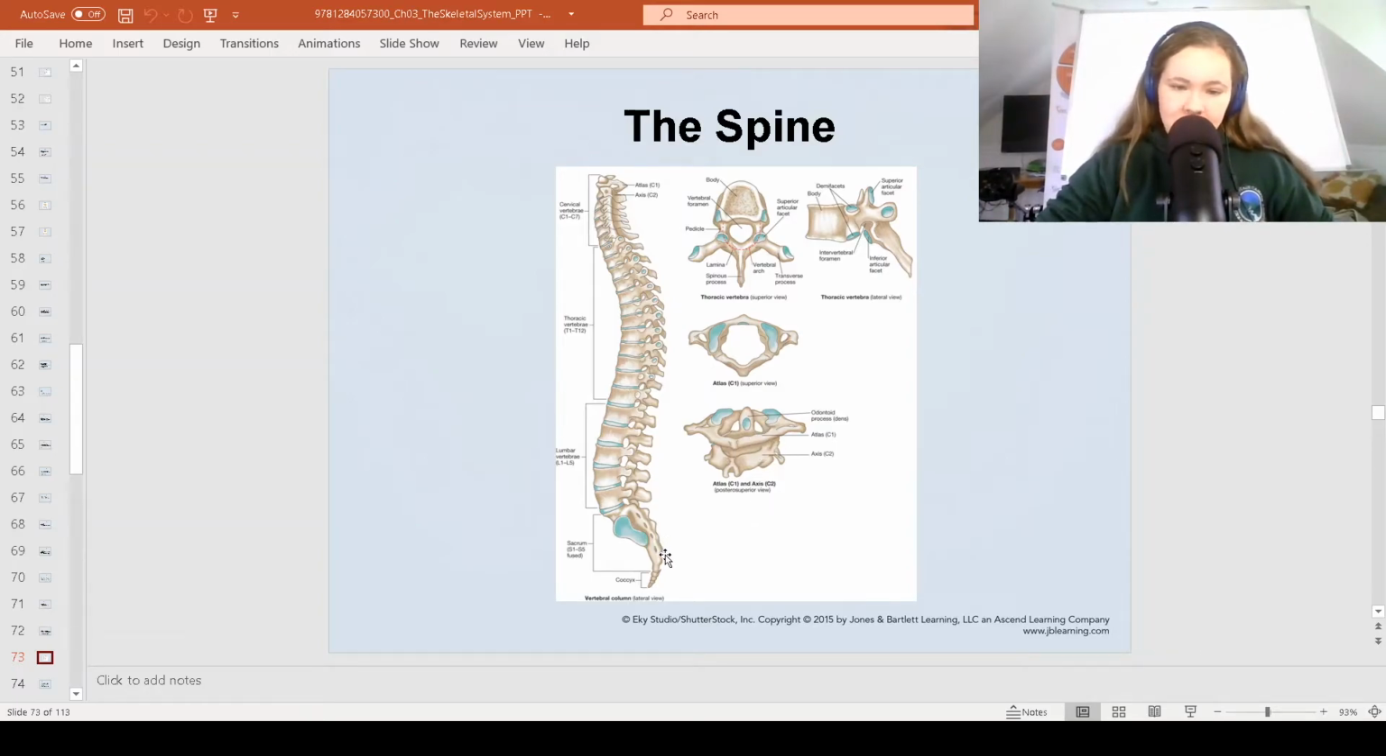There's the sacrum from S1 to S5, and then you've got the coccyx, your tailbone. People break those all the time, and it's also an evolutionary factor that said that the coccyx was a failed tail to form for us. So kind of interesting and cool.